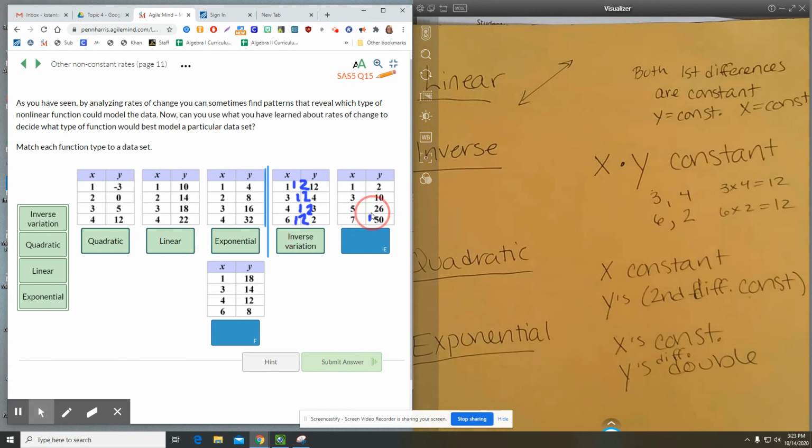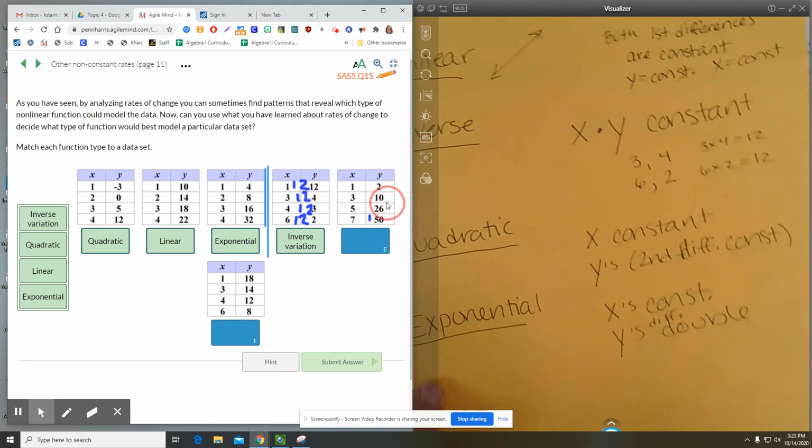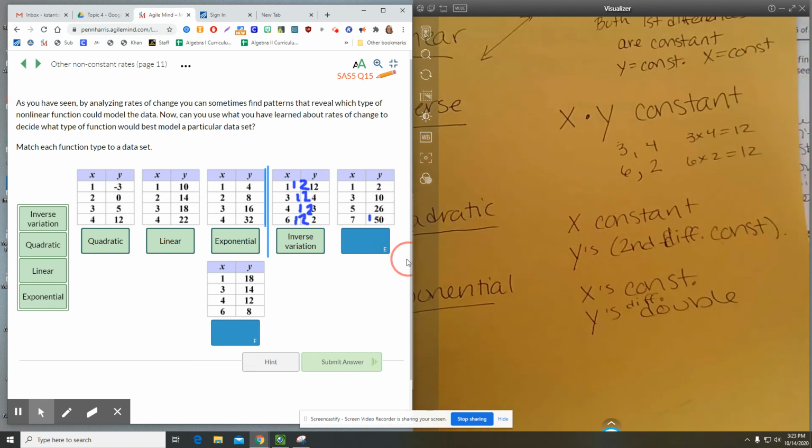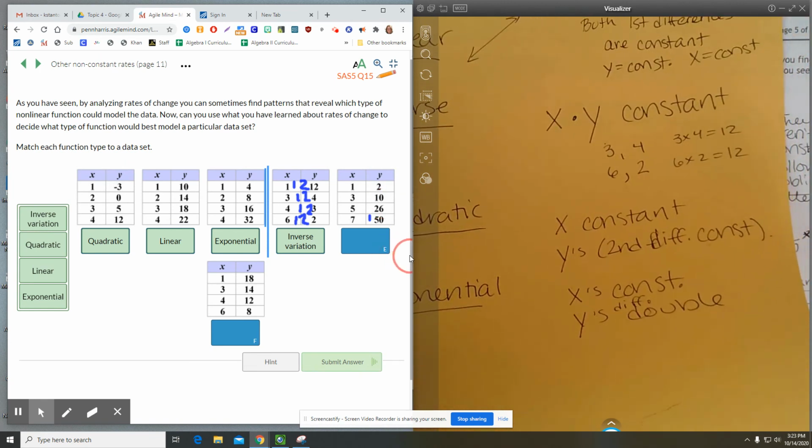Okay, quickly going through the rest of these. It goes up by 2, 2, 2. So my x's are constant. What is happening over here with my y's? It goes up by 8. It goes up by 16. It goes up by 24. With this one, guys, that is quite a change.